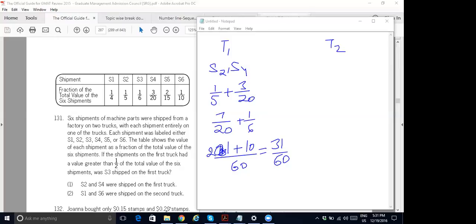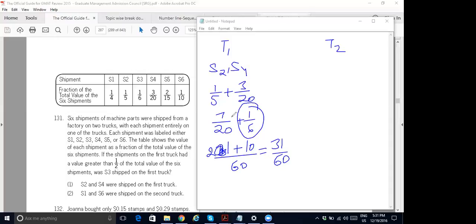And S1 and S6 were shipped on the second truck. The point is, we can put any shipment in place of S3, and the value will be greater than half. Is that what you're saying?